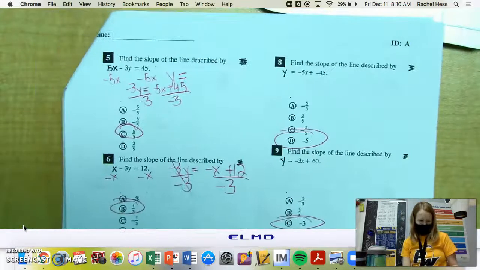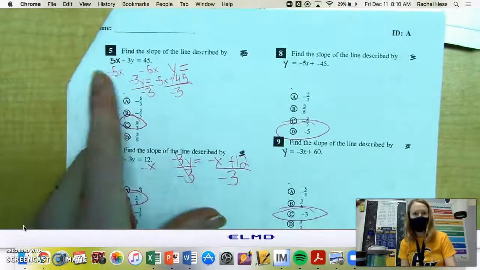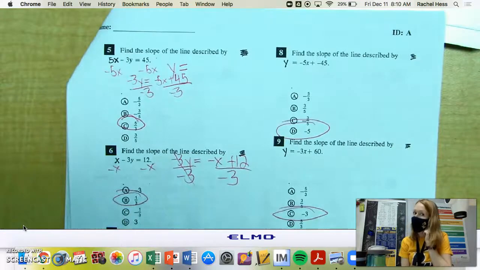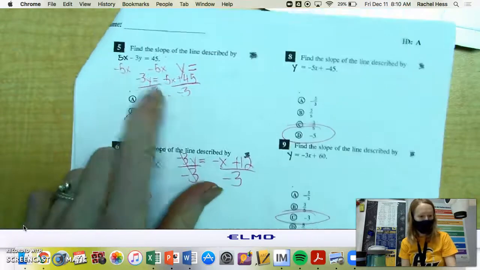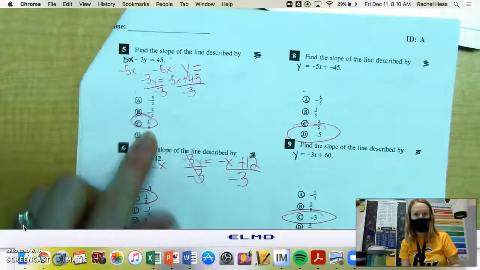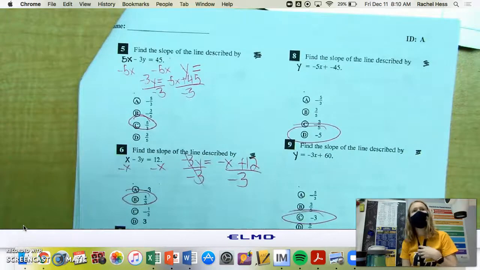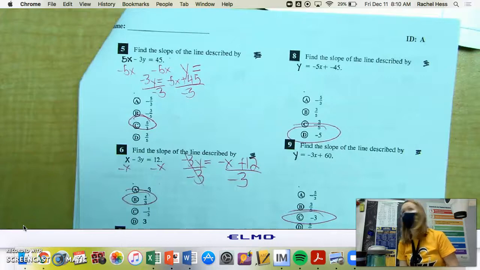You said 1, 2, 4, 5, 7, 9, and 10, right? Number 5, describing the slope of the line. There were 2 different ways to do this question. You could either solve the equation for y and then identify your slope, so -5 over -3 would be a positive 5/3. Or you could have found your x and y intercept and then found the slope between those 2 points. That would have been fine too.